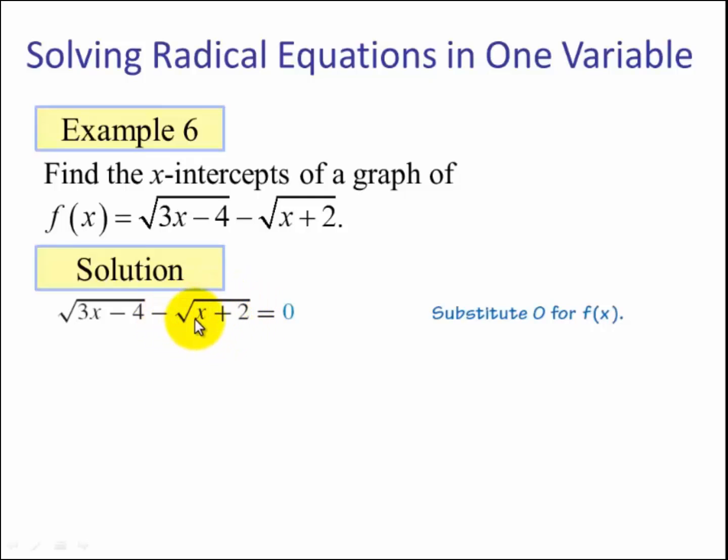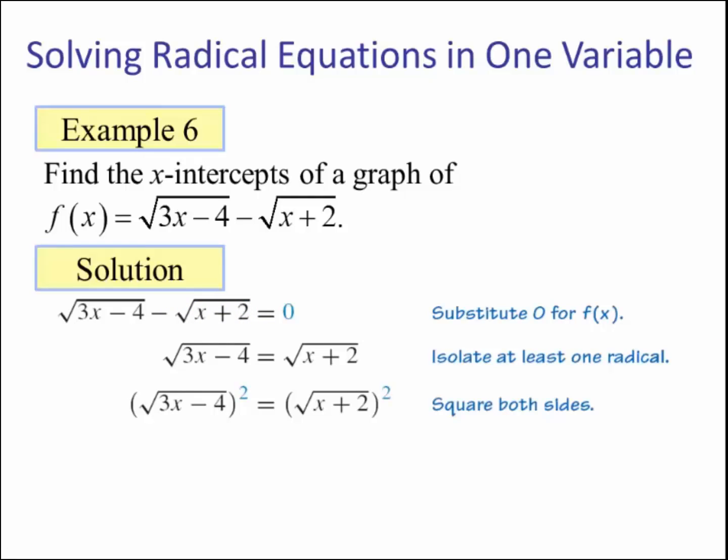We will add the square root of x plus 2 to both sides to isolate the square root. Next, we square both sides. The squaring and the square root cancel, and we're left with 3x minus 4 equals x plus 2. Subtracting x from both sides and adding 4 to both sides, we have 2x equals 6. Divide by 2 and x is equal to 3.